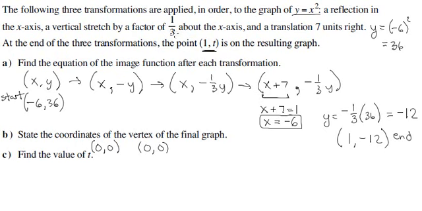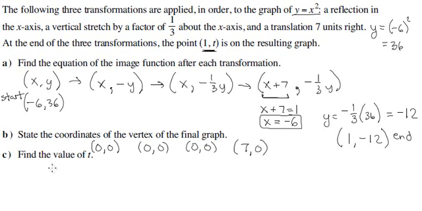Vertical stretch, we multiply our y-coordinate by 1/3. So (0, 0) times 1/3 is 0. Still no effect. And now we move 7 units to the right, which means our x-coordinate goes up by 7. The new vertex should be at (7, 0).